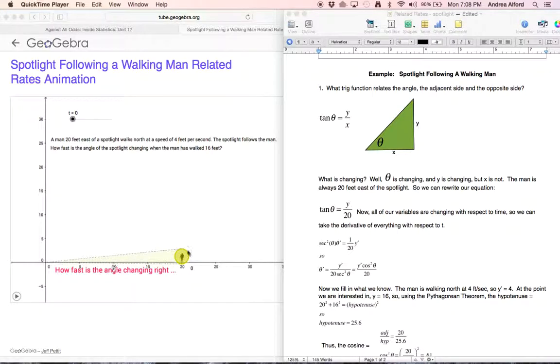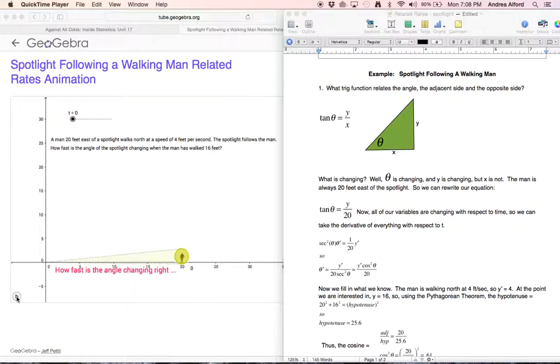A man, 20 feet east of a spotlight, walks north at a speed of 4 feet per second. The spotlight follows the man. How fast is the angle of the spotlight changing when the man has walked 16 feet?